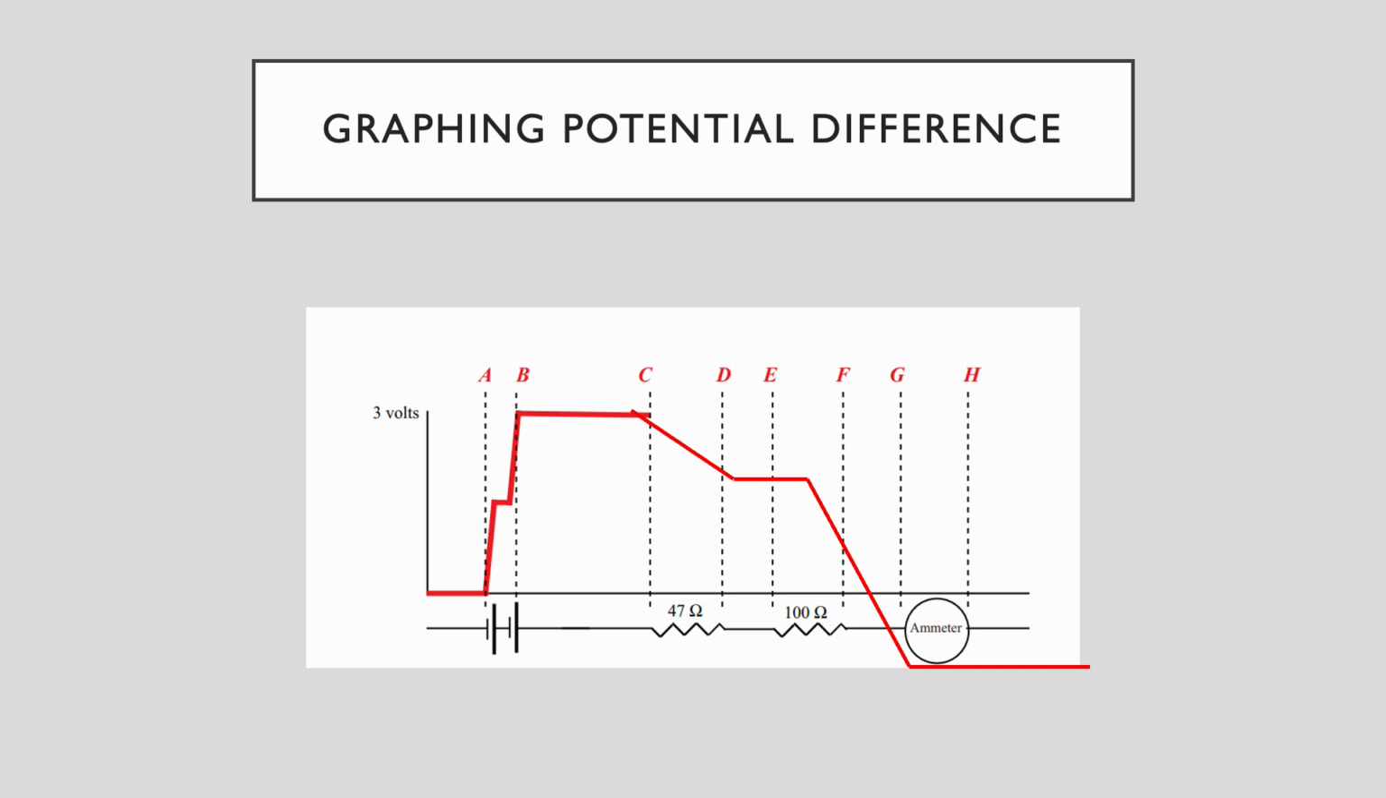So now we are graphing potential difference. As you can see, it steadily increases with the battery, and then it stays constant until it comes across the resistors, and then decreases steadily.